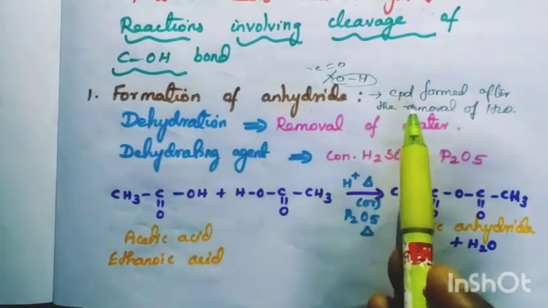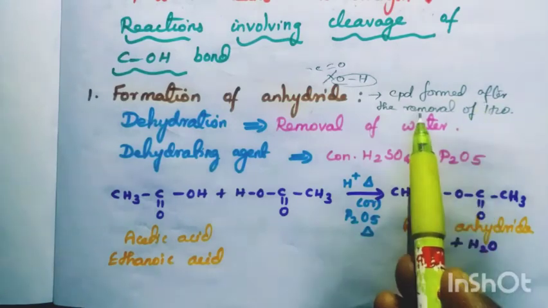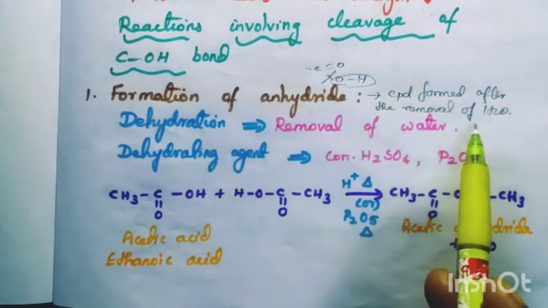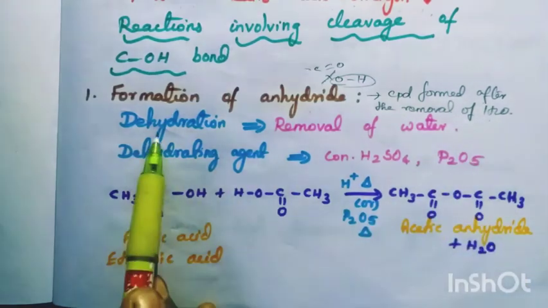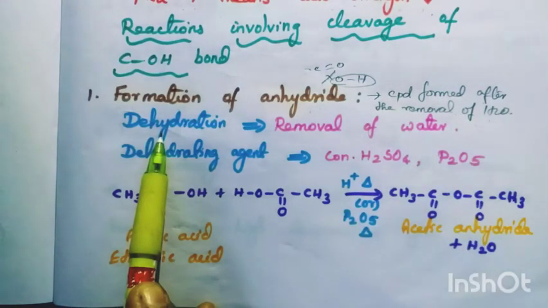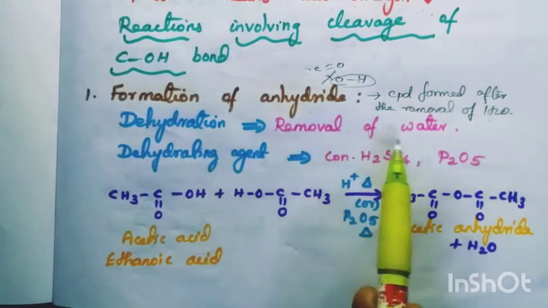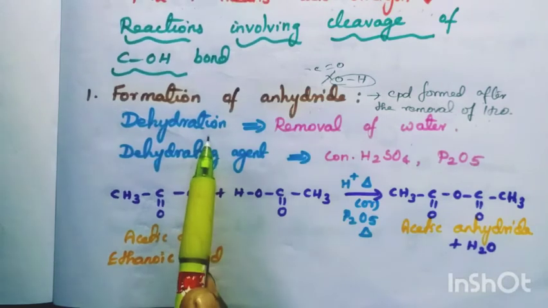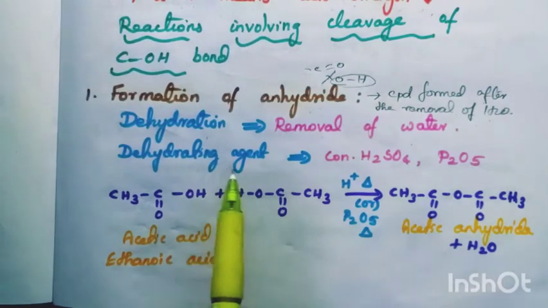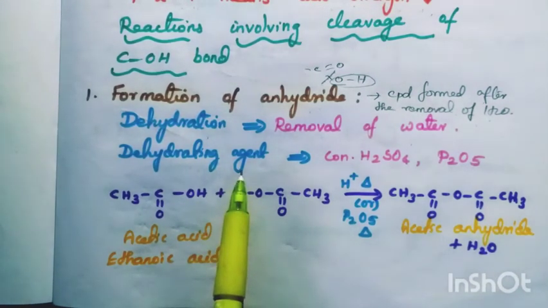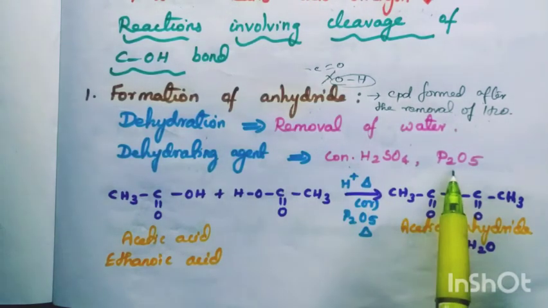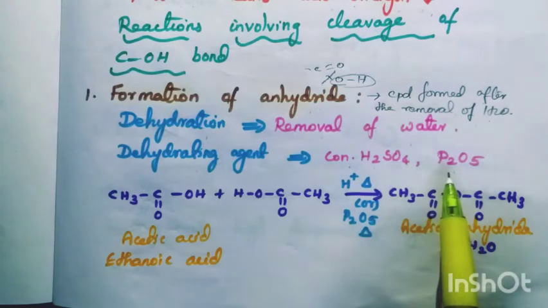What is anhydride? The compound formed after the removal of water. Removal of water is called dehydration. For dehydration we need a dehydrating agent. The dehydrating agent is concentrated sulfuric acid and P2O5. Concentrated sulfuric acid and phosphorus pentoxide is a powerful dehydrating agent.